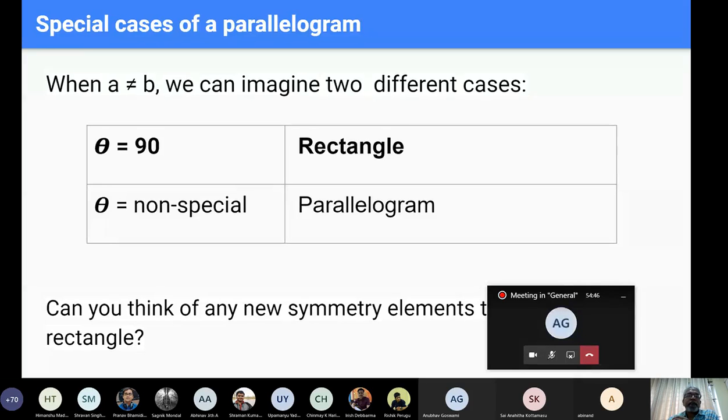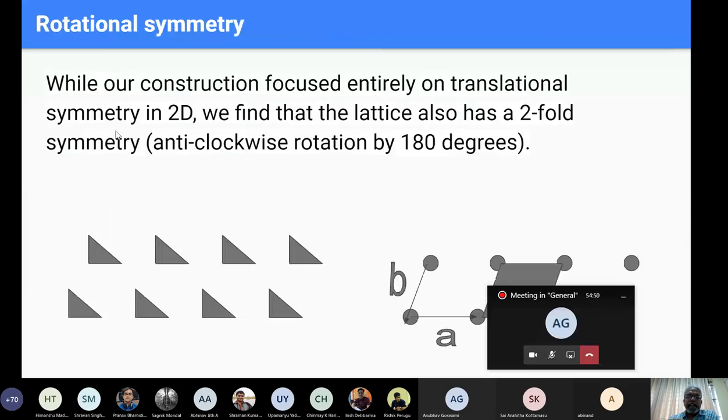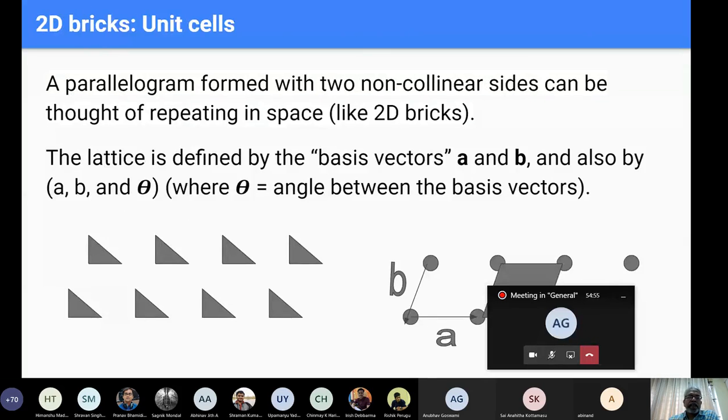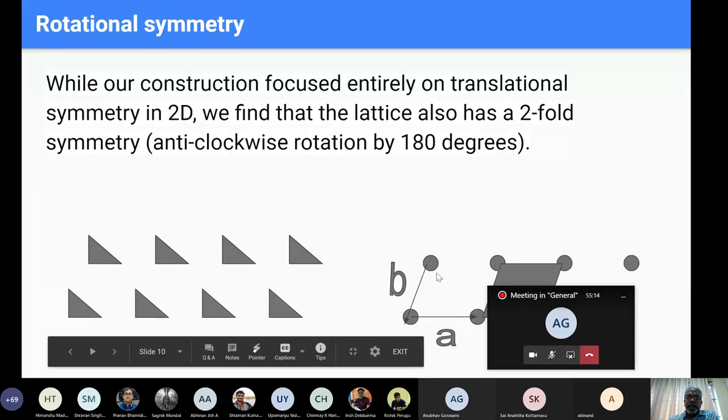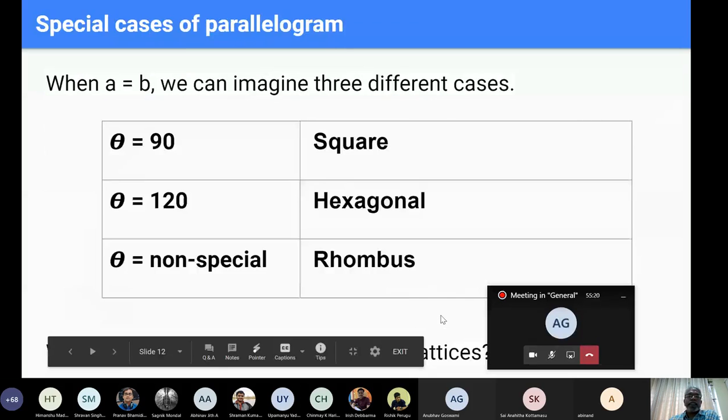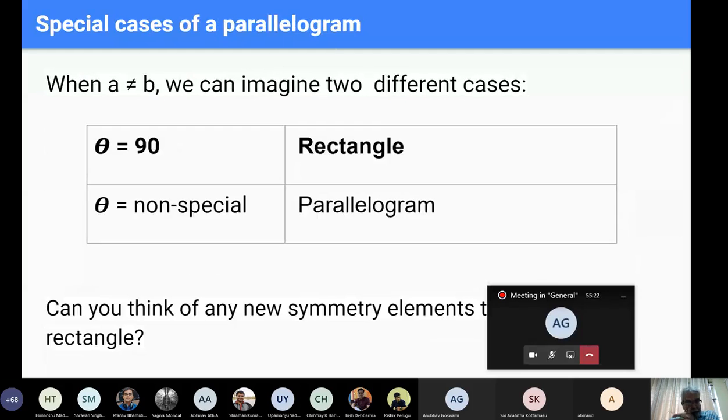All right, so here is the first one. Let me just go back quickly. The lattice obviously is defined by the basis vectors A and B. But you can also think of this as being defined by the absolute values of A and B, the lengths of these vectors, and the angle between the basis vectors. So when that internal angle is 90, you get this really nice feature. What you get is a rectangle.